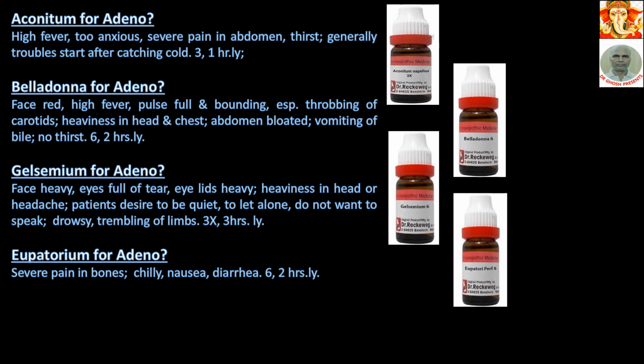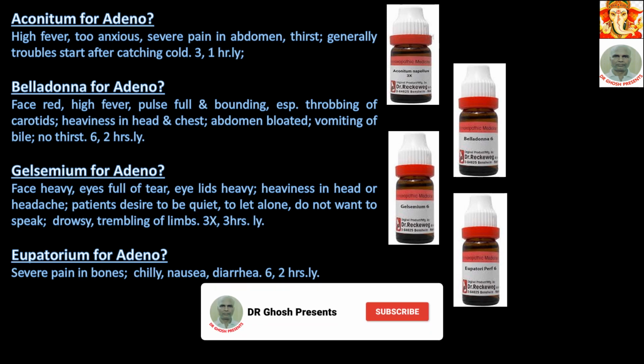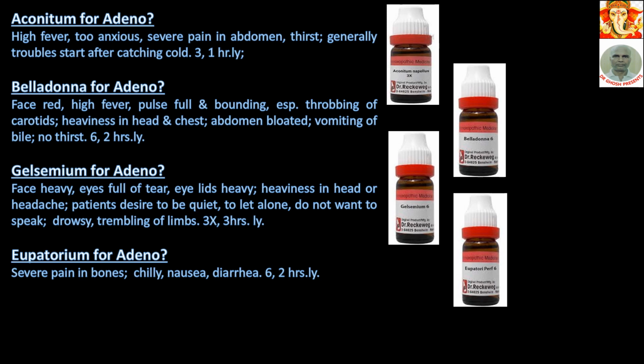Gelsemium for adenovirus: face heavy, eyes full of water, eyelids heavy, heaviness in head, headache. Patient desires to be quiet, to be let alone, does not want to speak. He or she is drowsy, trembling of limbs is there. Give Gelsemium 3x, 3 hourly. Eupatorium for adenovirus: severe pain in bones, chilly, nausea, diarrhea. Use Eupatorium 6, 2 hourly.